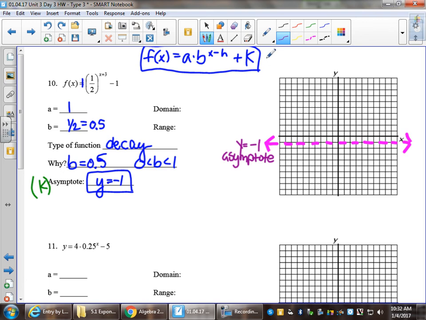Because this is decay, I know left to right, I am approaching the asymptote, but will never touch it. Or you can see it as decreasing left to right. My domain, I know, will be -infinity to infinity. My range, I come in from the bottom. This graph will come infinitely close to -1, but never touch. When I come in from the top, I get infinity.